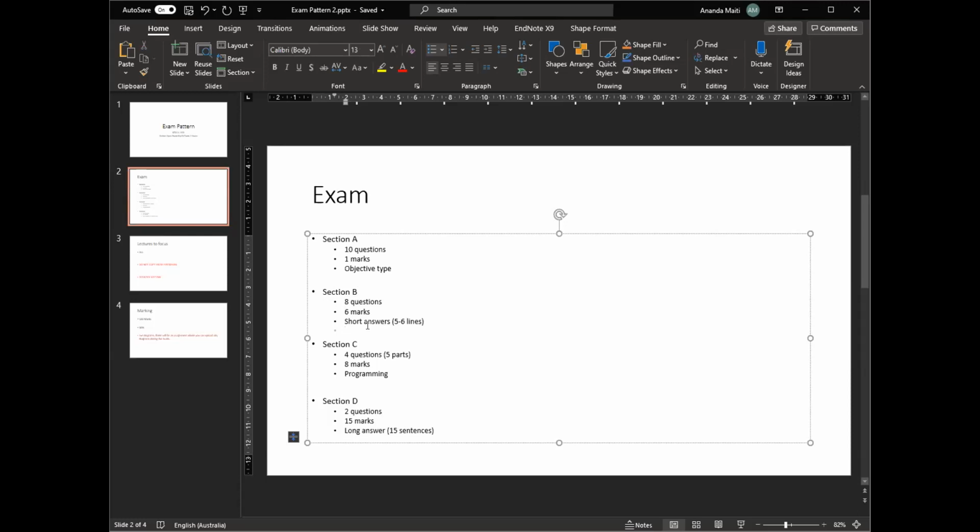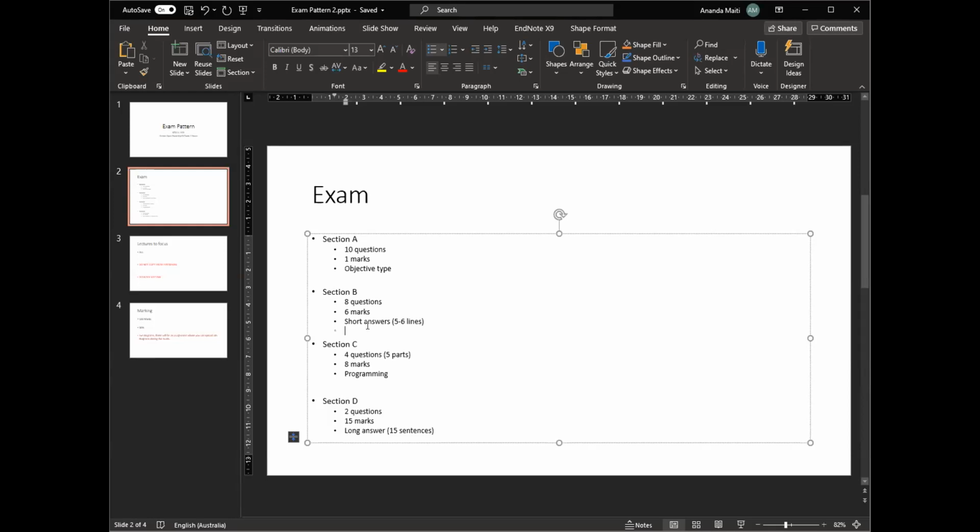Each one of them will have 1 mark, and in section B you have 8 questions. They are short answer types, similar to what we had in section B of last year's question paper, just the marks are more, so you have to write maybe 1 or 2 sentences more. They're short answers. You can draw diagrams if you want to.